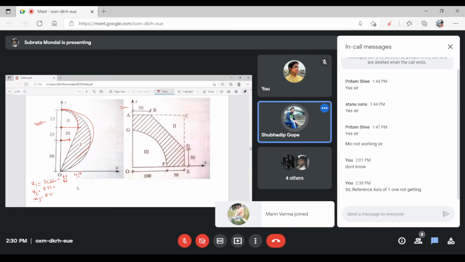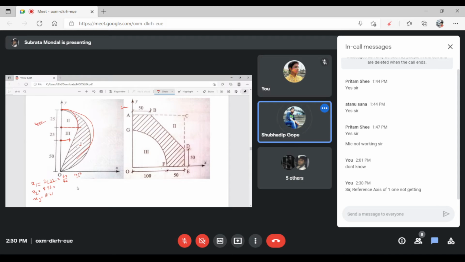Sir, I used 25 as the value in 4r by 3 pi. Is it clear? There the radius is 25. It is a quarter circle, so the centroid occurs at that position. This length is 4r by 3 pi, and this length is also 4r by 3 pi, where the r value is 25.